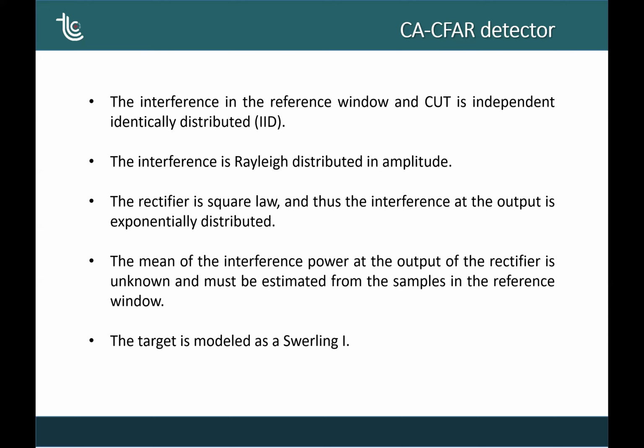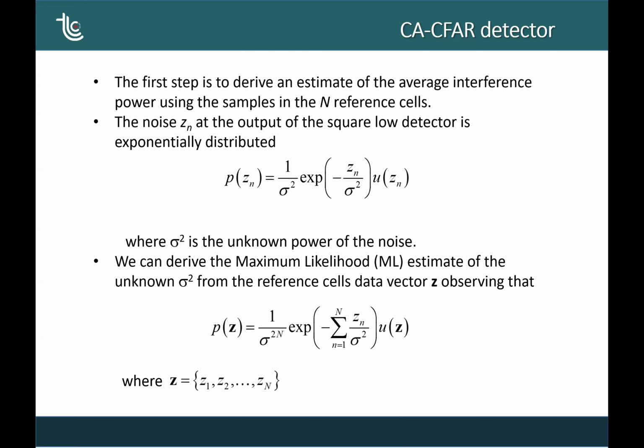So the mean of the interference power at the output of the rectifier is unknown. The power of the noise is unknown, and it must be estimated from the samples that are in the reference window. And we make another hypothesis, that the target is modeled as a Swerling one. It means that the I and Q components of the amplitude are Gaussian distributed with some power that determines the signal to noise ratio.